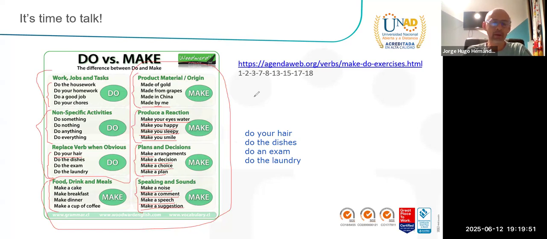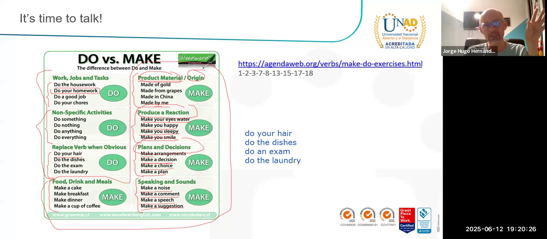For example, we have to complete a sentence with make or do, but we are not going to think about if it's a material, if it's the origin of a product, if we are producing a reaction, if we are talking about plans or decision. No. Sometimes we learn the expression. Example, make a decision. We always say make a decision. And we have to learn that expression. Make a decision. Do the homework. We learn that expression.